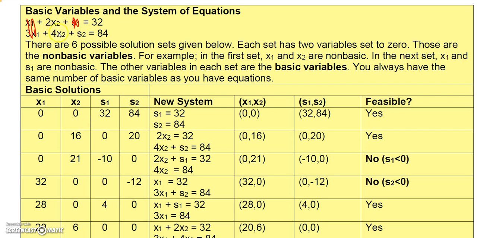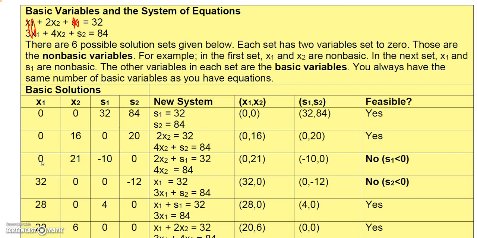And then if you plugged x2 into this equation, you would get 64 plus S2 equals 84, and then you could easily solve that for S2, and you would find that S2 would have to be 20. So the X values here would be 0, 16, and the S values, S1 would be 0 and S2 would be 20, and since none of these are negative, that's a feasible solution.